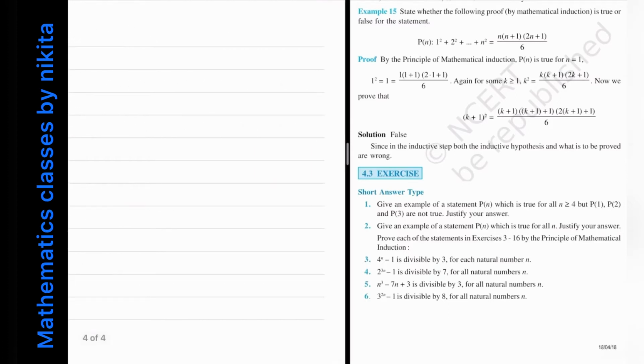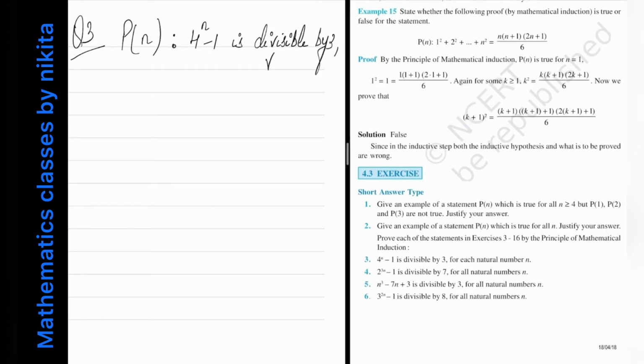Got it? Now next, question number 3. Prove each of the statements in exercises 3 to 16 by the principle of mathematical induction. Question number 3 says that you have to prove that 4 to the power n minus 1 is divisible by 3 for each natural number n. I am denoting this statement, which we have to prove, by P of n. So P of n is that 4 to the power n minus 1 is divisible by 3, for all n greater than or equal to 1, where n is a natural number.